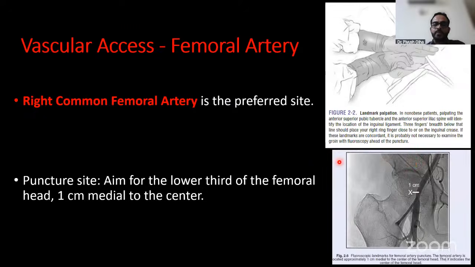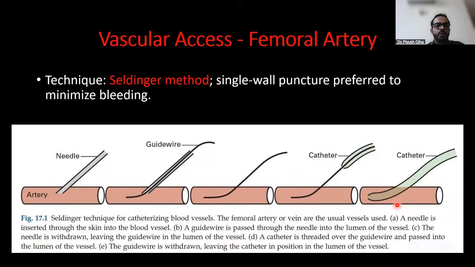But if you're not sure about it, you can always use fluoro. Your puncture site should be in the lower 1/3 of the femoral head and 1 centimeter medial. Because if you're puncturing over a bone, it helps you in good compression and prevents any kind of complication related to the procedure. We all know about the Seldinger technique.